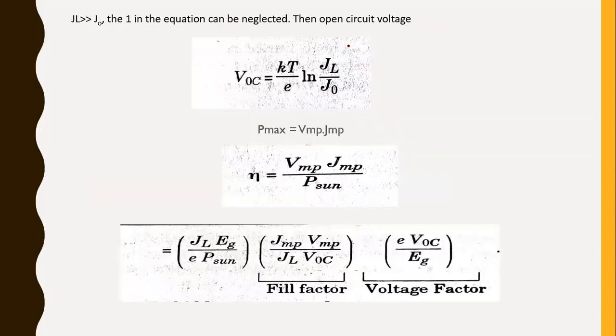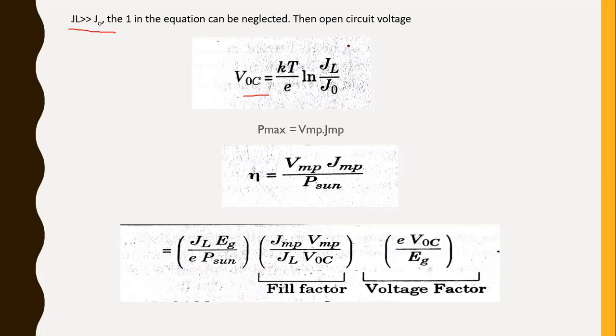We know the current and voltage relationship formula: J is equal to J naught exponential of VE by KT minus 1. Here we are assuming JL will be less than J naught. If you assume JL will be greater than J naught in equation 1, then the open circuit voltage will be changed: VOC is equal to KT by E ln JL by J naught.